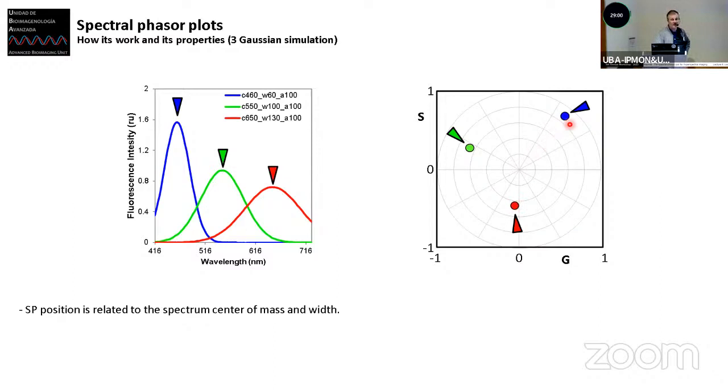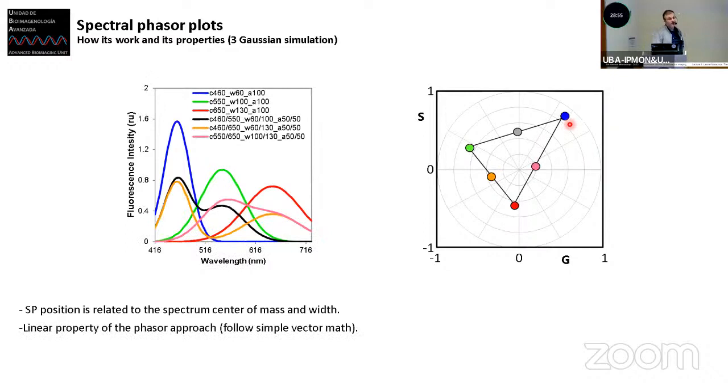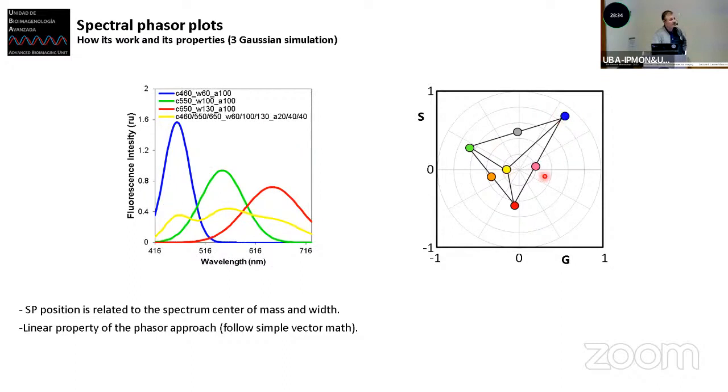The other thing that I can use is the linear combination properties, because now if I have something between these two points, I am sure that it's a mixture between these two components, and I can recall the fraction because I can measure the distance between here and here, as we learned from the fluorescent lifetime. This is also true for three components. So we can use this analysis to unmix three spectral components very easily using the spectral phasor rules.